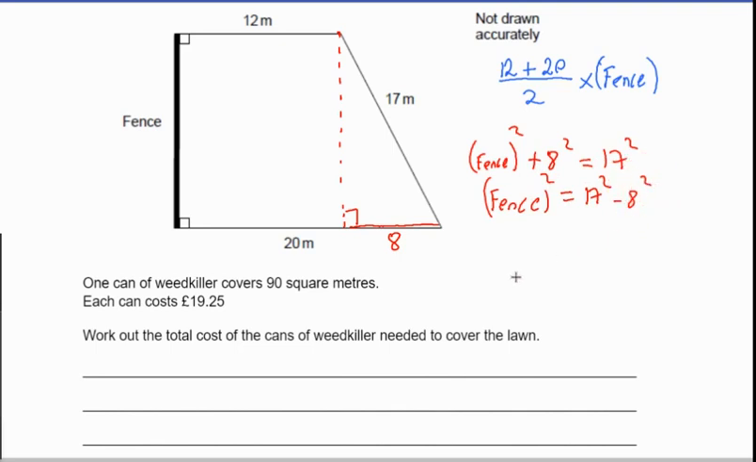Okay, then I'm just getting out a calculator to work out what this is. So 17 squared is 289. And then I'm taking away 8 squared, which is 64. So that's 225. So the fence squared equals 225. Therefore, square rooting now equals the square root of 225, which equals 15. Okay, so now I know that my length or my height is 15.